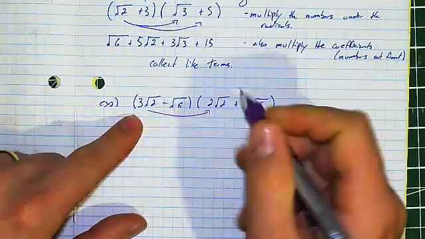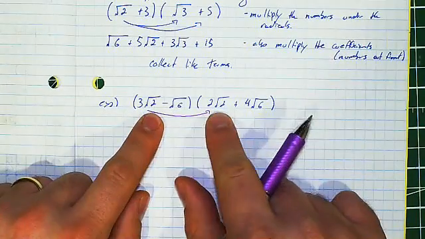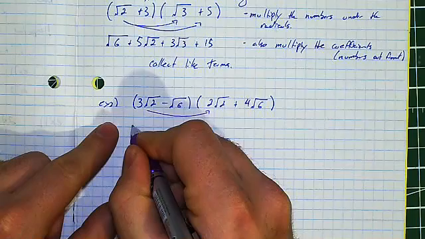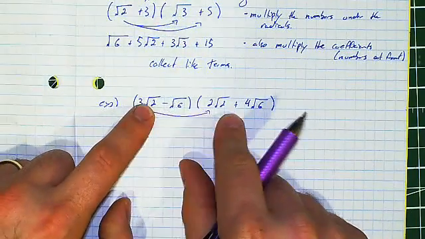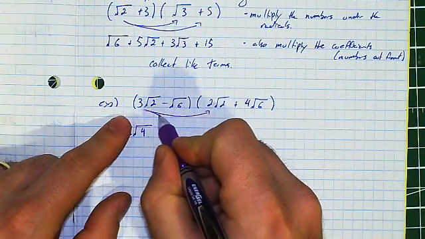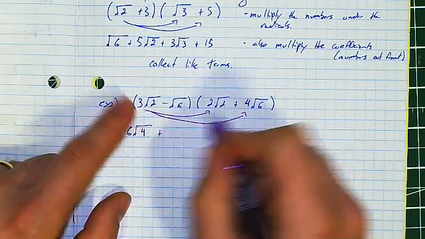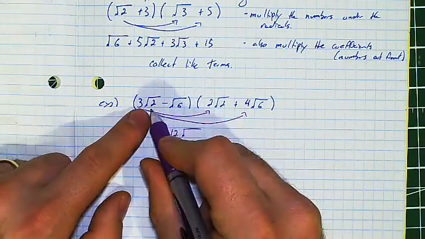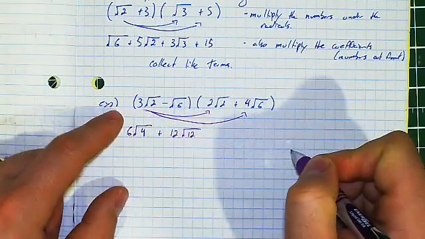So, 3 root 2 times 2 root 2. In this situation, we have both a coefficient and the root itself, so we have to multiply both of them. 3 and 2 multiply together, we get 6 root, and root 2 times root 2 is root 4. And then 3 root 2 times 4 root 6, positive, is going to be positive 3 times 4, which gives us 12, and then root 2 times root 6 would be root 12 as well.